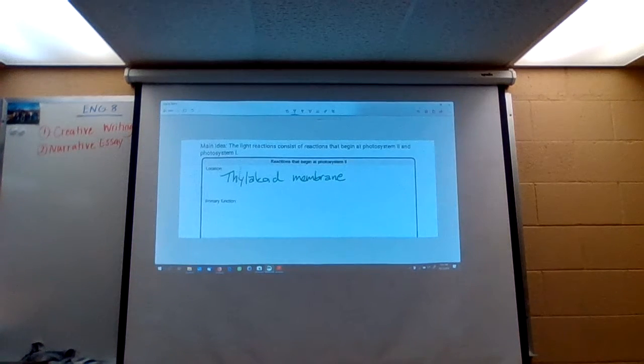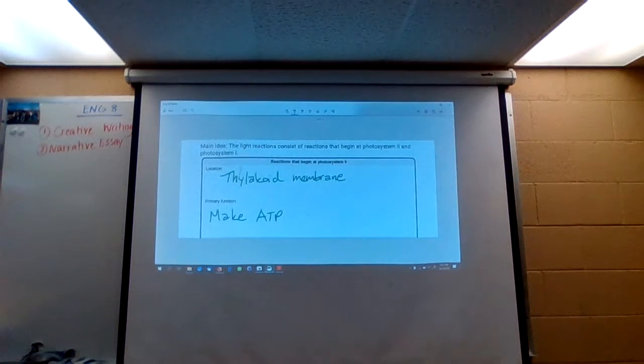Okay. All right, so the primary function of photosystem 2 is to make one of the ingredients that goes into the dark reactions. If we remember, the ingredients in the dark reactions are carbon dioxide, ATP, and NADPH. The carbon dioxide comes from the air, so it doesn't have to be made. So the two that have to be made are ATP and NADPH. The primary function of photosystem 2 is to make the ATP. Let me put make here.